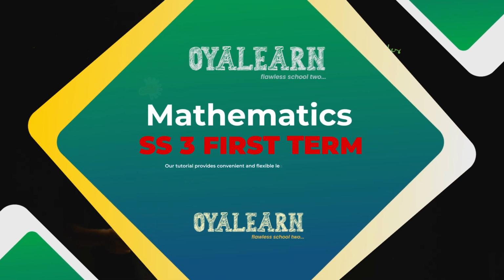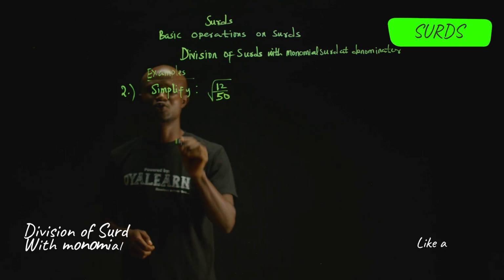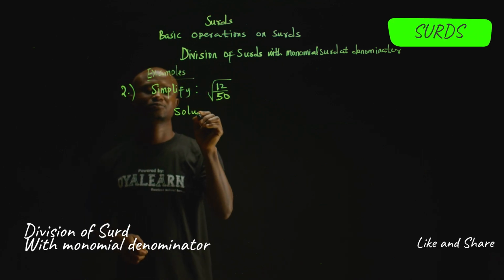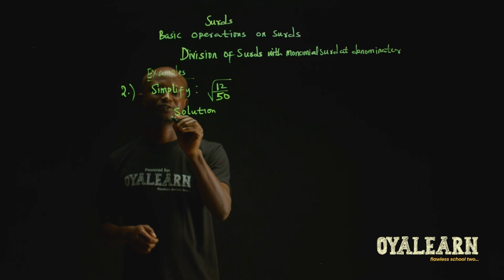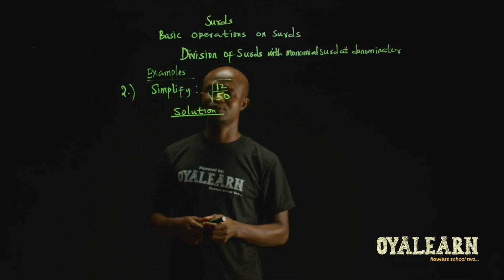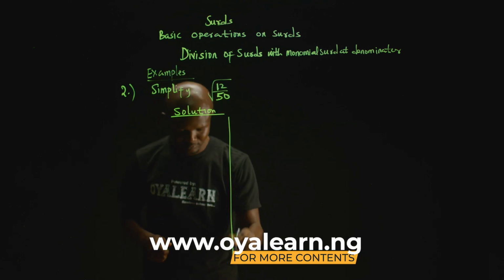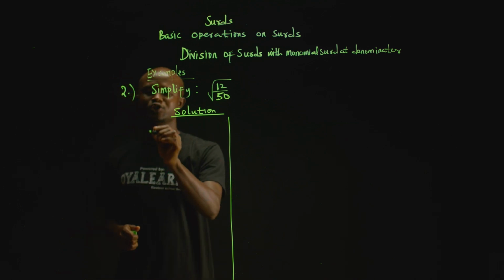Simplify root 12 divided by 50. Solution. There are two methods we can use to solve this problem. I'm going to apply the two methods. Method 1.